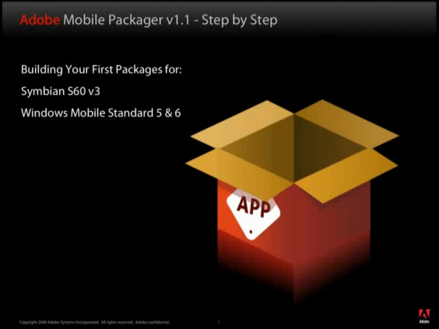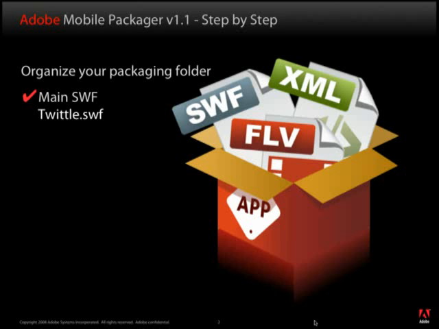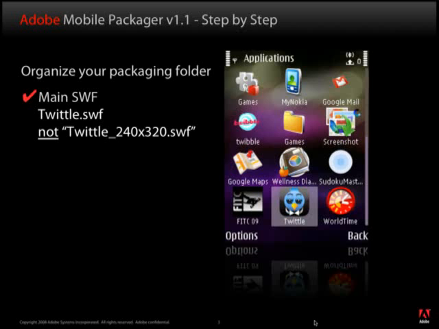In this tutorial, I'm going to show you how to use the Adobe Mobile Packager step by step, and we'll create a self-signed package. But first, here are some quick tips for fast and easy packaging. First, create a packaging folder and place your main SWF inside. Make sure the name of your main SWF is something you'll be happy with as an application name. And remember, application names need to be less than 12 characters long.